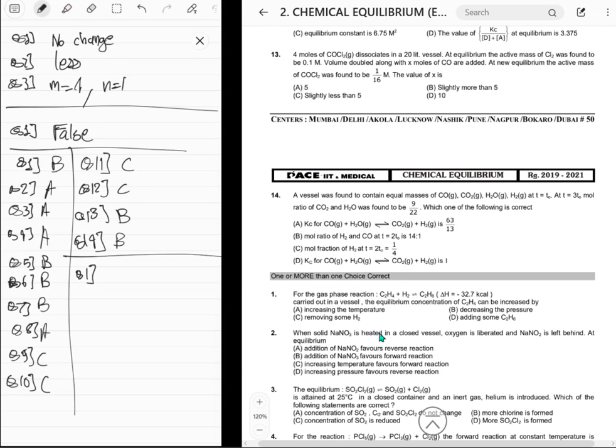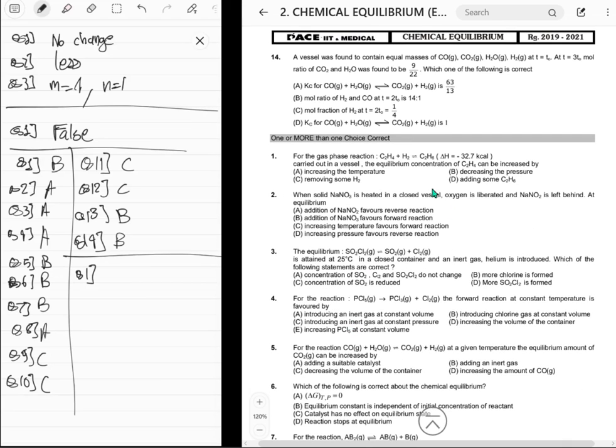For the gas phase reaction carried out in a vessel, the equilibrium concentration of C2H4 can be increased by. So this is C2H4 plus H2 gives C2H6. Delta H is negative, that means decreased temperature will work out. So decreasing the temperature, A is wrong. Decreasing the pressure will go to the more pressure side. If this is gas phase, then it's left. We want the equilibrium concentration of C2H4 to be increased. Oh, then that's good.